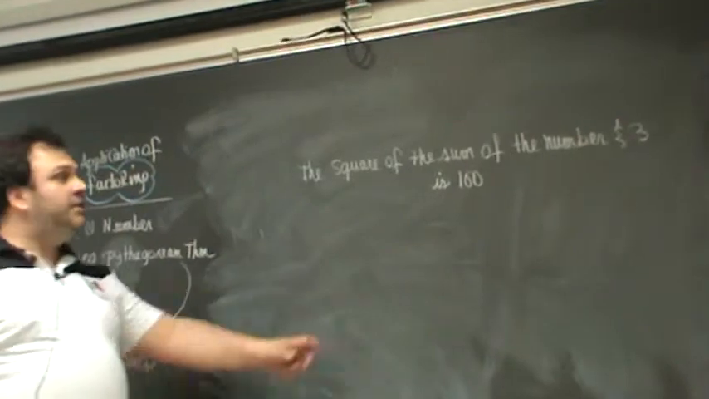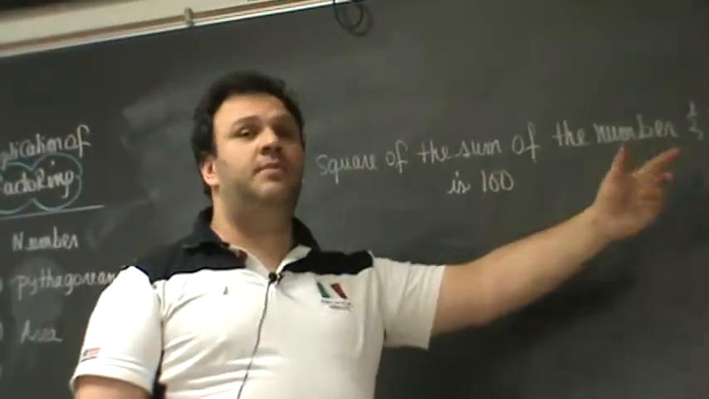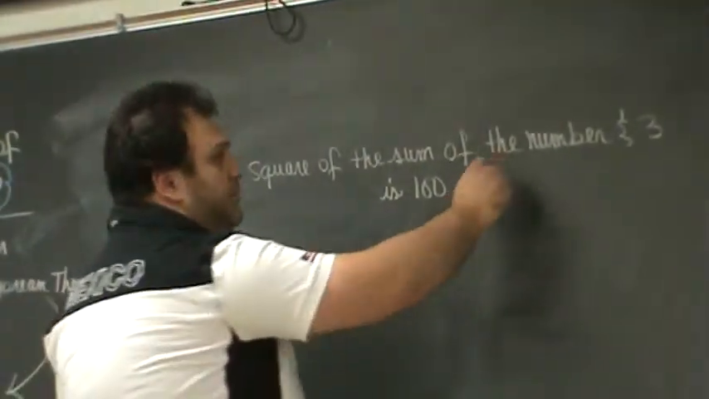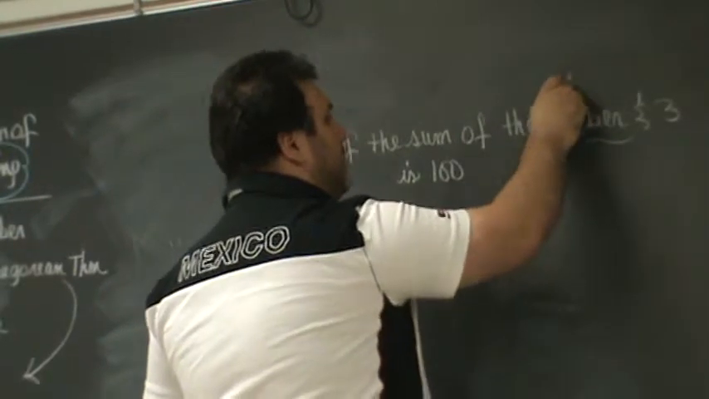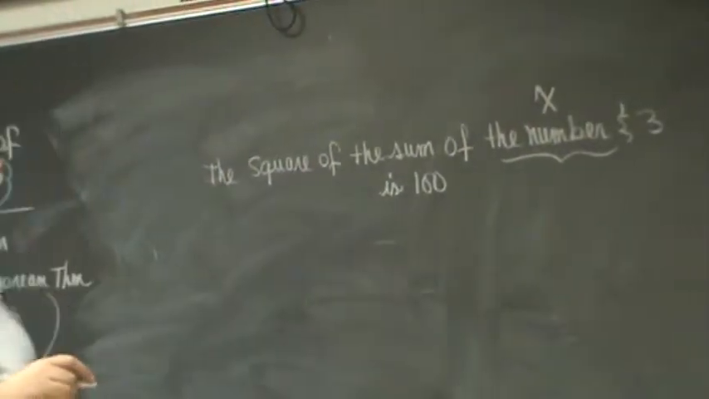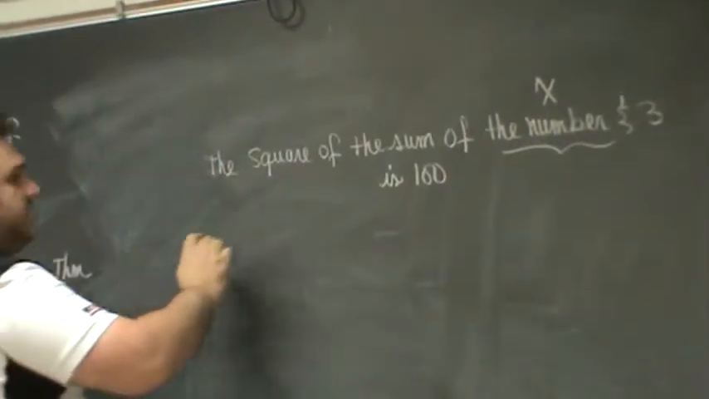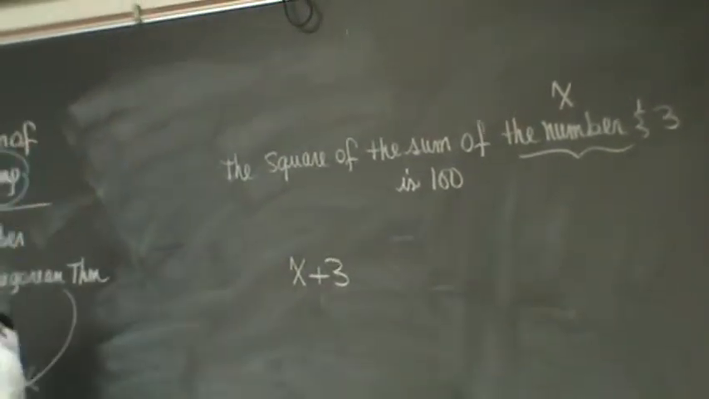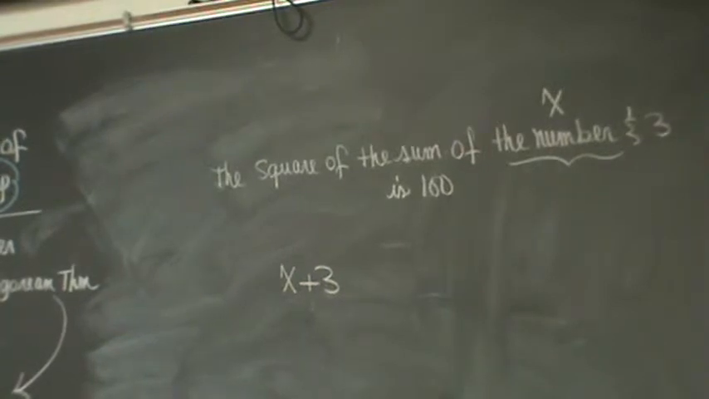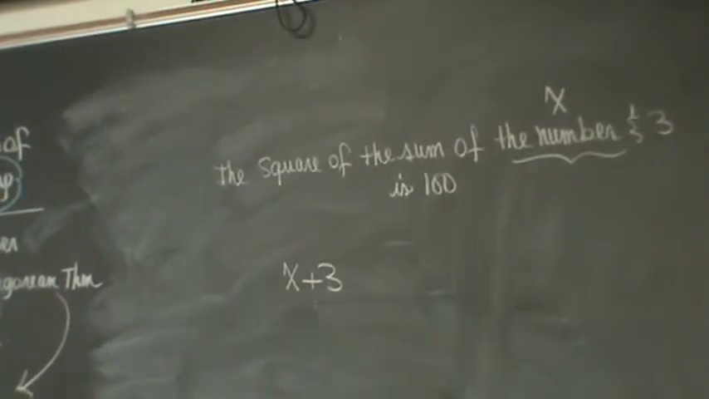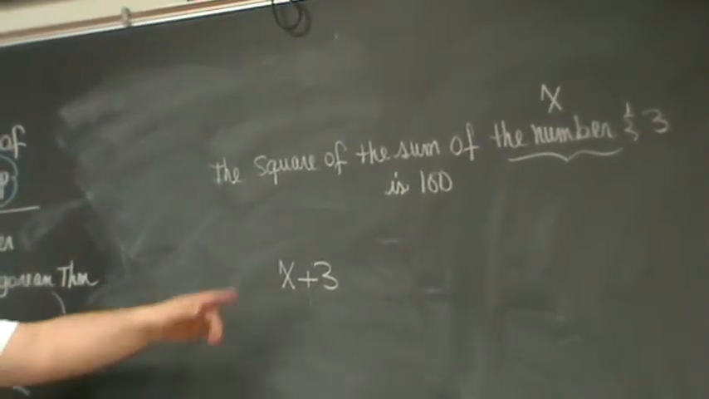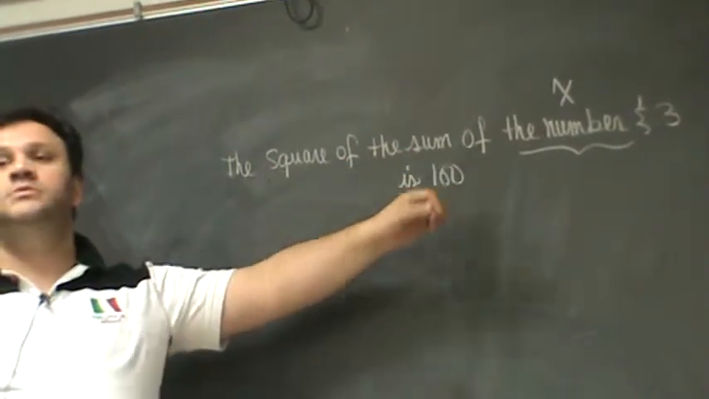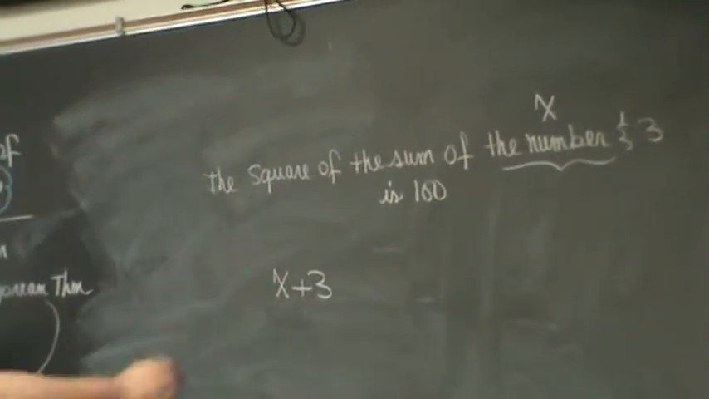But first of all, how do we translate the sum of the number and 3? We don't know that number, do we? So let's call it x. The sum is x plus 3. But he doesn't want the sum. What does he want? The square of the sum. So we need to raise all that sum to what power?